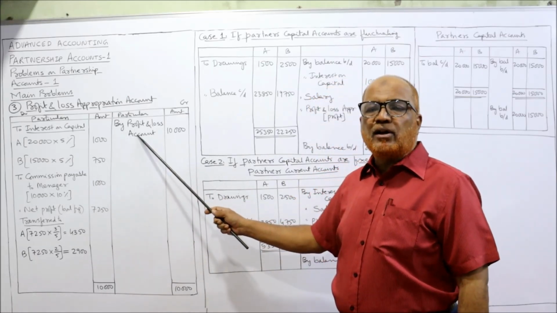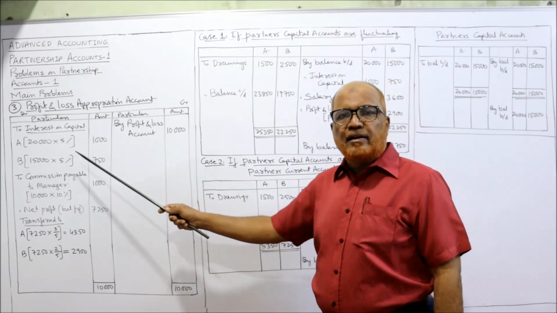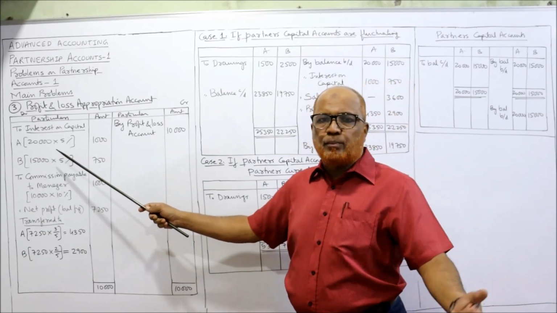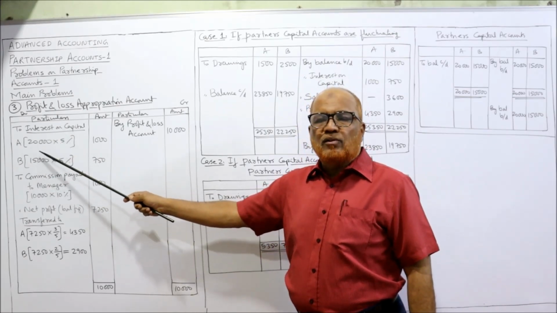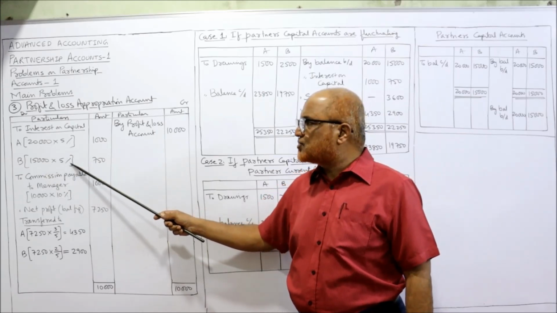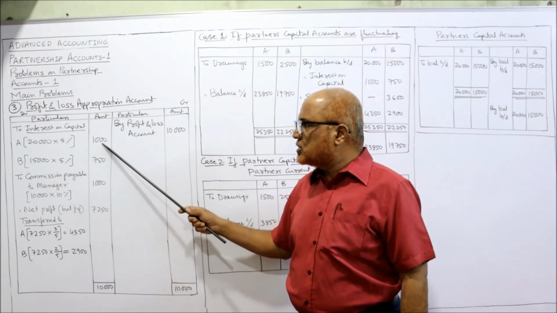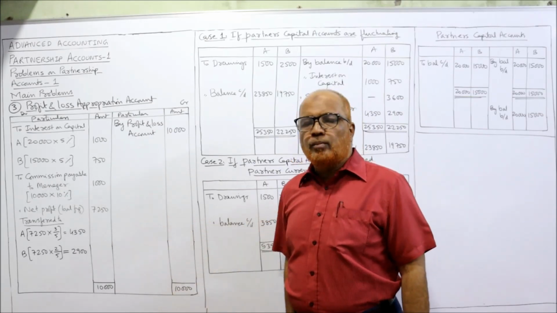So here, the profit and loss account shows a net profit of 10,000 rupees. From this, interest on capital, as usual in every problem, we are taking interest on capital of A and B. The capital of A is 20,000 and B's capital is 15,000. 5% is the interest rate. So it comes to 1,000 to A, 750 to B, interest. Now commission payable to manager.